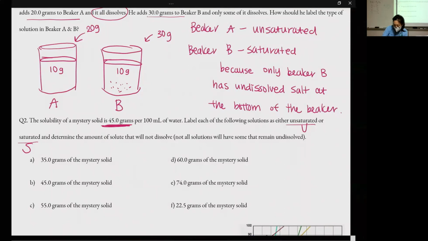So A would be unsaturated. F will also be unsaturated. But if you're at 45 grams, then that one would be saturated. So B will be saturated, but all of it is going to dissolve. C is also saturated, and 10 grams will not dissolve.